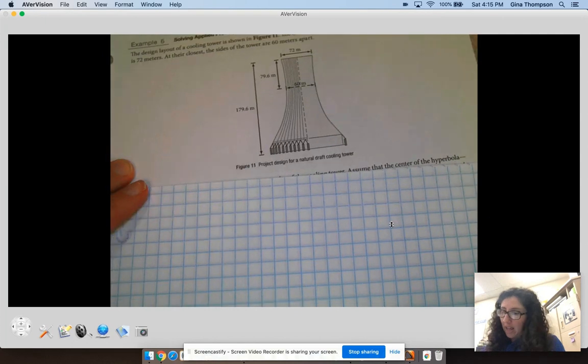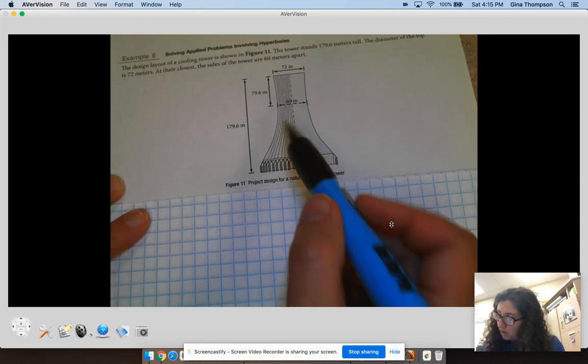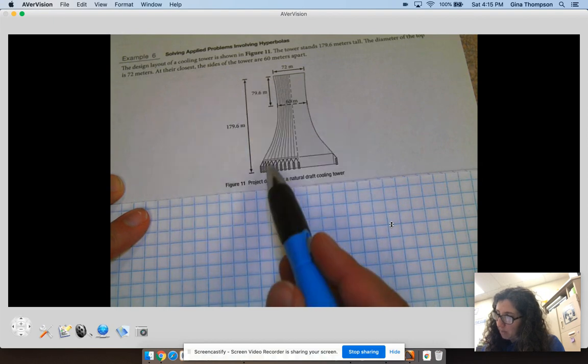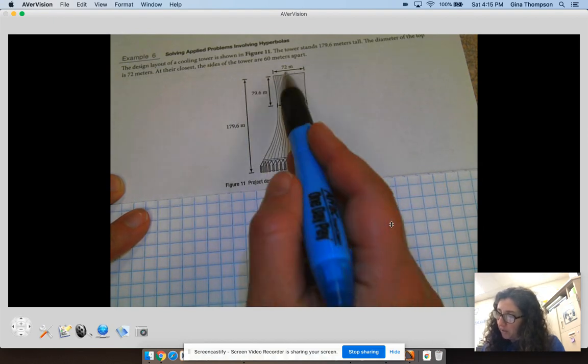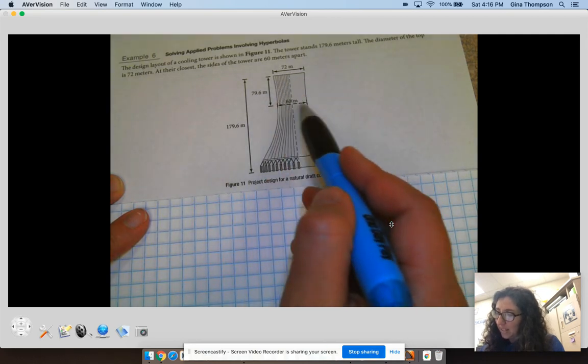A design layout of a cooling tower is shown in figure 11. The tower stands 179.6 meters tall. The diameter of the top is 72 meters. At their closest, the sides of the tower are 60 meters apart.